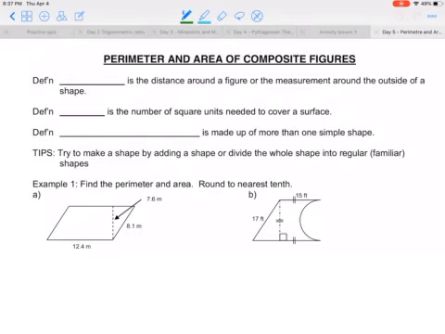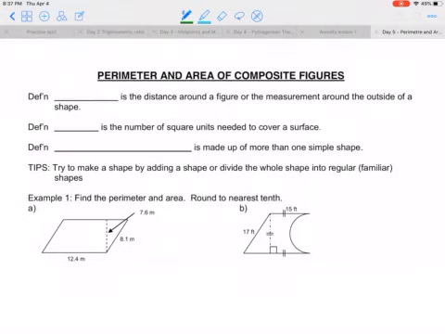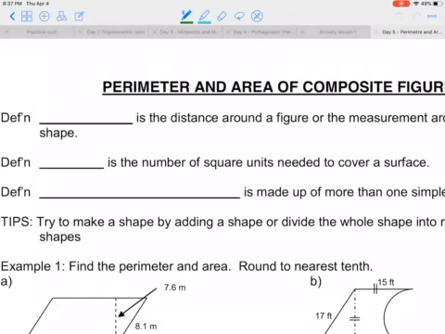Sometimes it's not just combining or adding two shapes, but sometimes you subtract one shape from another. Okay, and we will do two different things. So first, the first one is the definition.